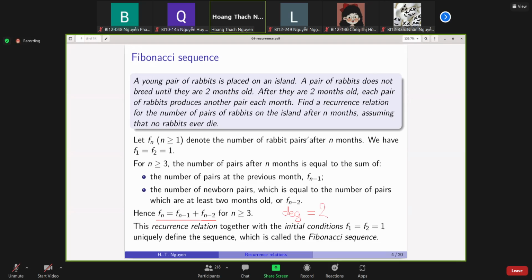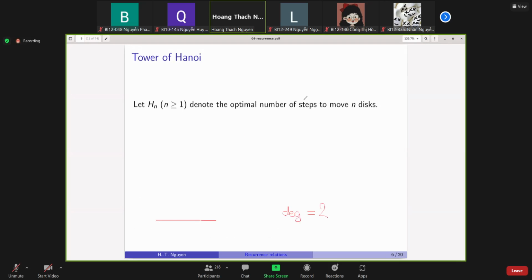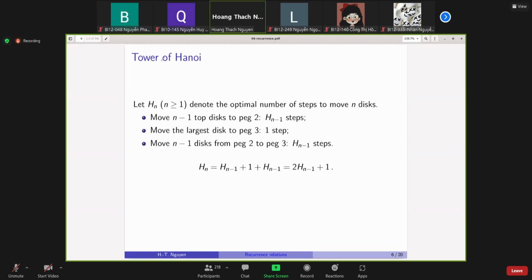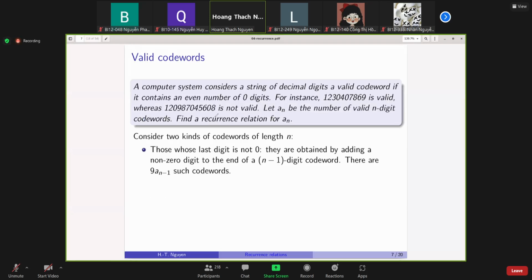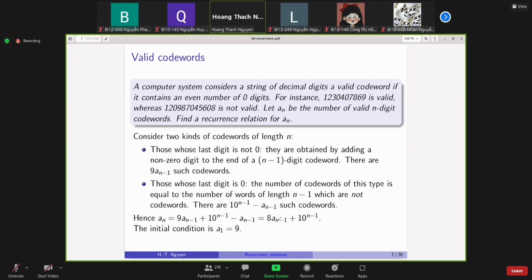Meanwhile, in the problem of the tower of Hanoi, we have a relation of degree 1, because we only have to go back one term in order to calculate the next term. And in the code word problem, we also have a relation of degree 1, because in order to calculate a n, we only need to know a n minus 1. We don't need a n minus 2 or previous terms. So this relation is said to have degree 1.